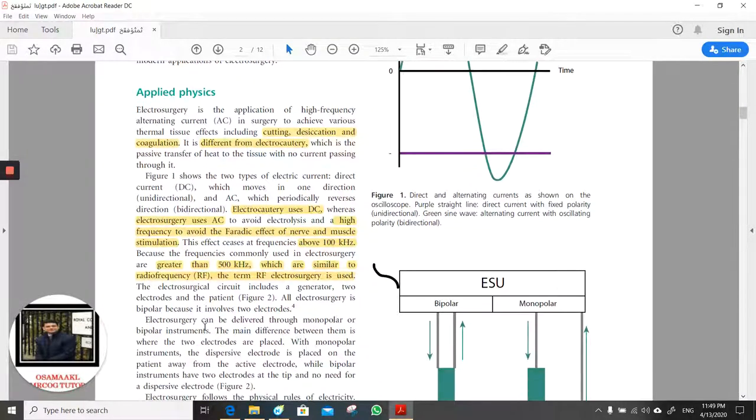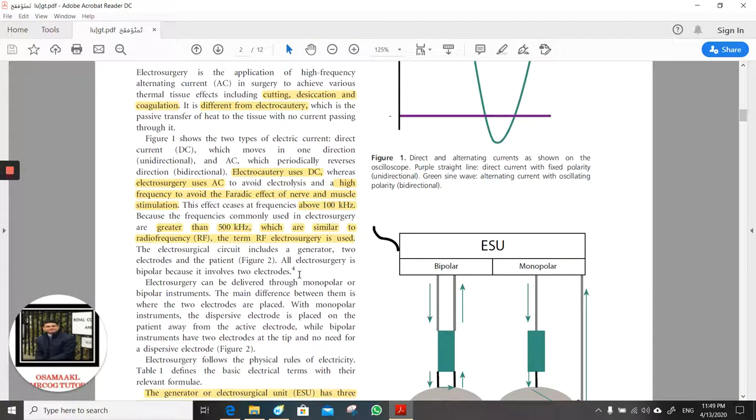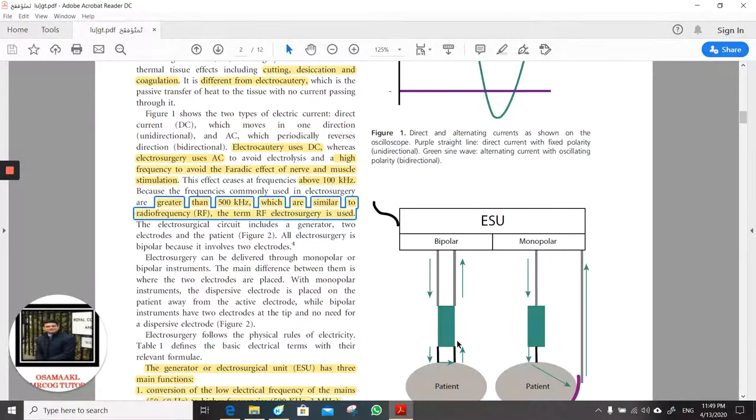Okay. So this is the benefit of the generator. What is the frequency of electricity coming through the diathermy instrument? It's more than 500 kilohertz. We said the domestic electricity is 50 to 60 hertz, which can stimulate nerve and muscle, and can lead to death and electrocution. While the one we use in electrosurgery, 500 kilohertz or more, doesn't stimulate nerve or muscle. So no electrocution.